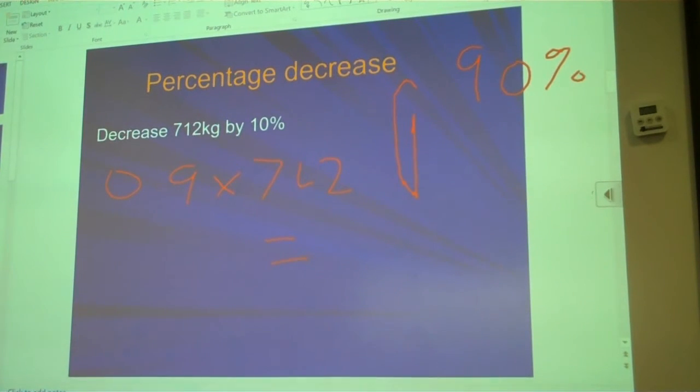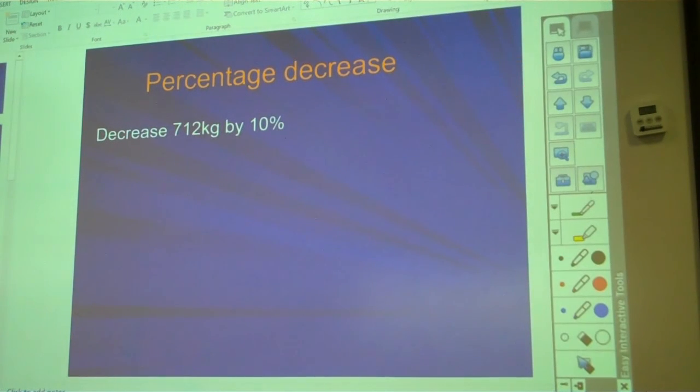The level that you're working at should be beyond that. What did we get? 640.8. So are you happy that if I'm decreasing by 10%, I'm now finding 90% of my original amount? Yes. And that 90% is 0.9? Yes. Okay, let's just look at one more.